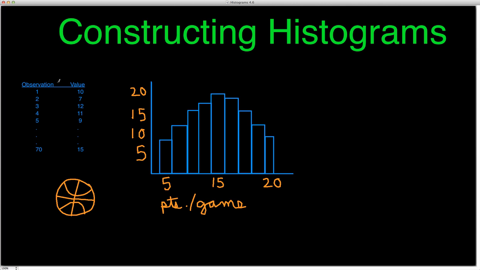So this should say games, where we have the first game, 10 points were scored. In the second game, 7 points were scored. All the way down to the 70th game, in which 15 points were scored.